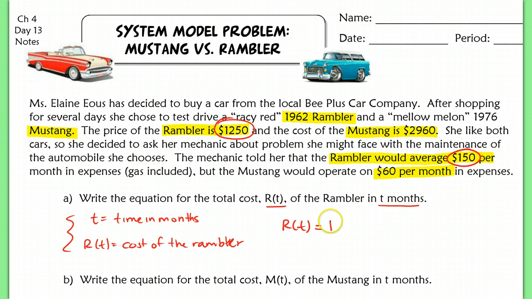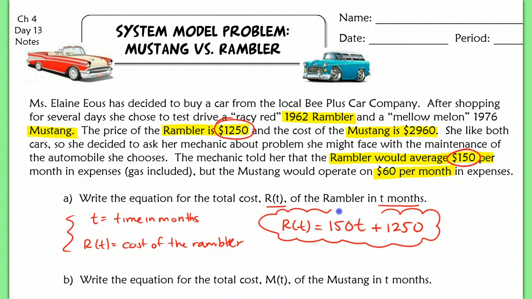So you start at $1,250, but you pay an additional $150 per month. So we're going to say $150 times T, because we have time in months, plus the original $1,250 that it costs to purchase the car. So this equation represents the cost of the Rambler. And again, just to reiterate, we have $150 per 1 month. That's what T represents, the time in months, and your initial cost for the car.